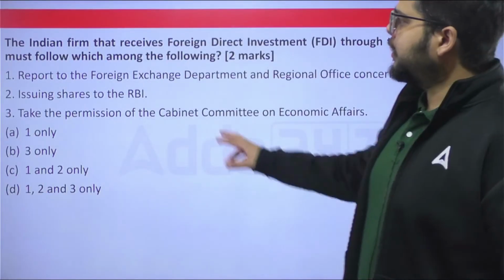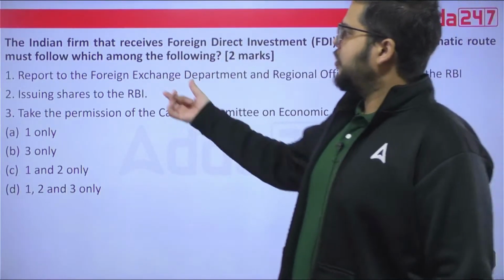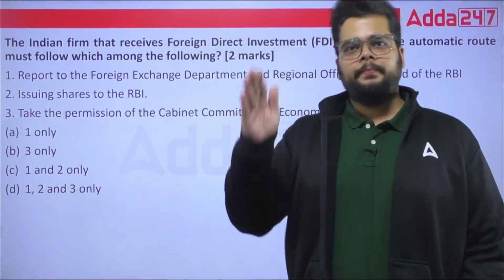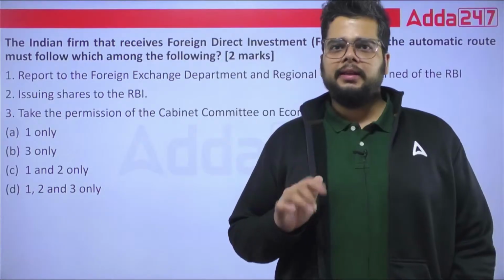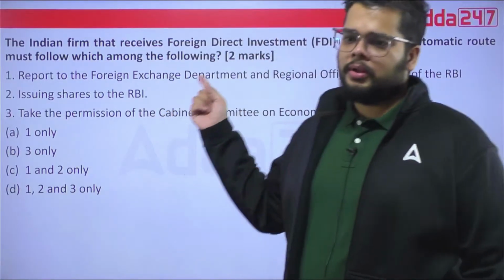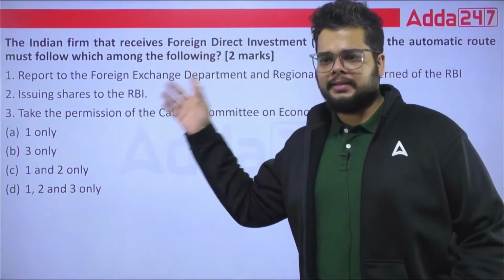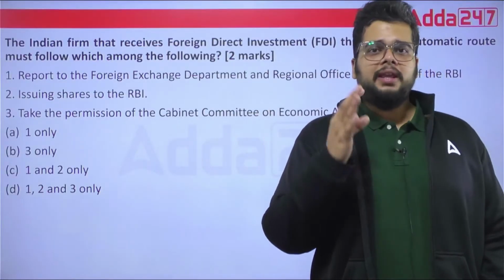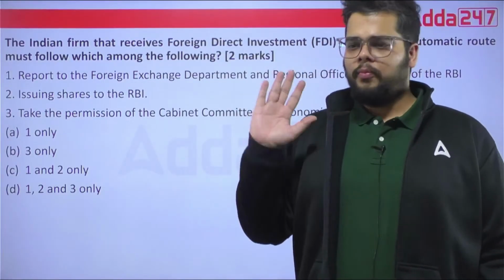Next question. The Indian firm that receives FDI, foreign direct investment, through an automatic route must follow which of the following? When we talk about the types of investment, three types are there, but there are two routes via which you can enter a country. In India there are two routes, automatic and the government route. So when we talk about FDI through the automatic route, how does the process move on? That is the question, and it is a 2 marker. Why? Because this particular concept is very important and questions will be asked from here pertaining to 2 marks or 1 mark only.